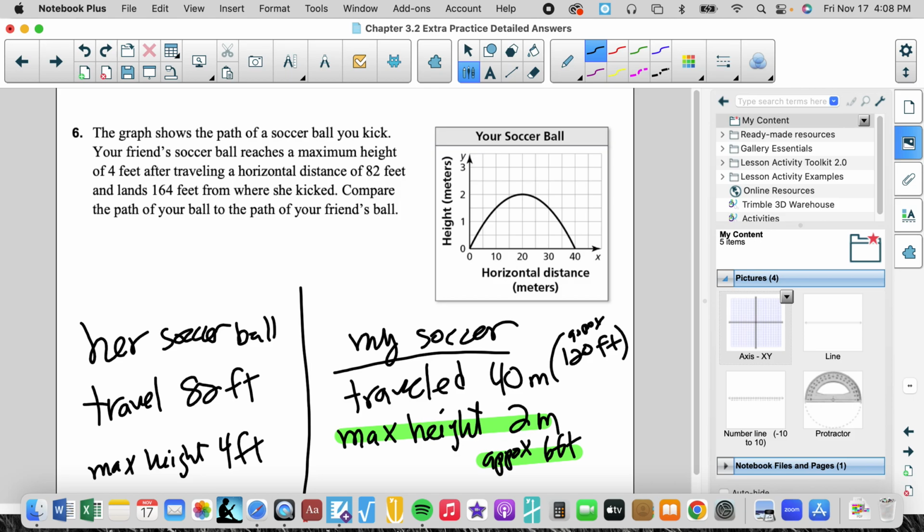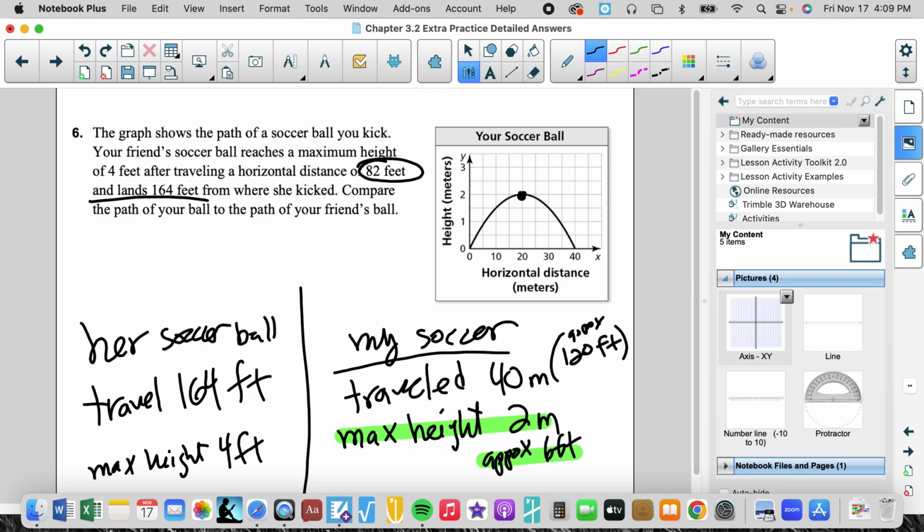My horizontal distance is 40 meters. Whoops, sorry. And lands from where she kicked it. Wait, what? Your friend's soccer ball reaches a maximum height of 4 feet after traveling a horizontal distance of 82. Oh, yeah, because it's halfway there. That's going to be the max. So this is a little tricky. It actually didn't travel 82 feet. It traveled 164 feet.